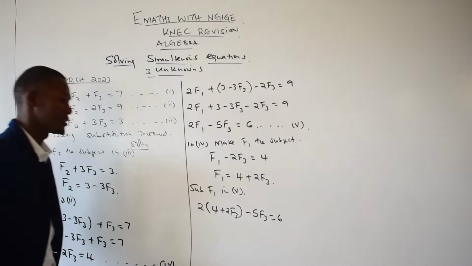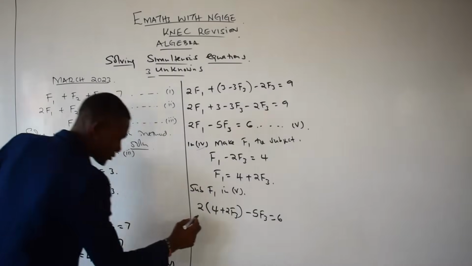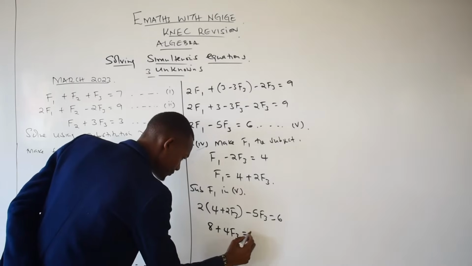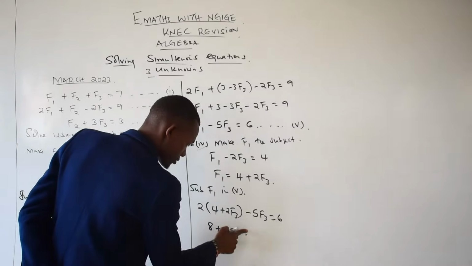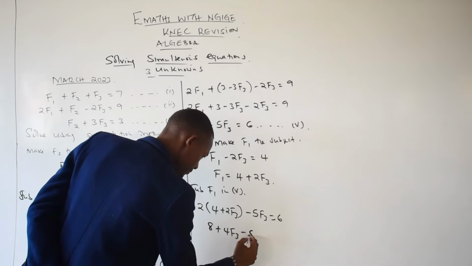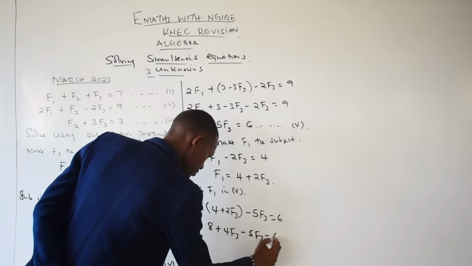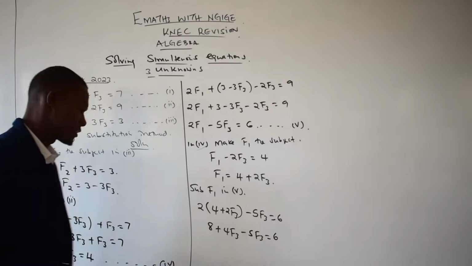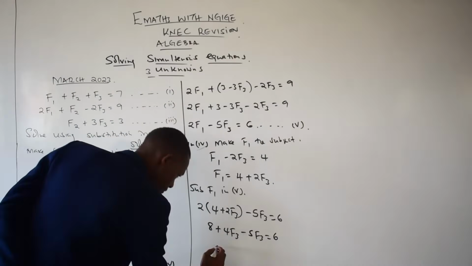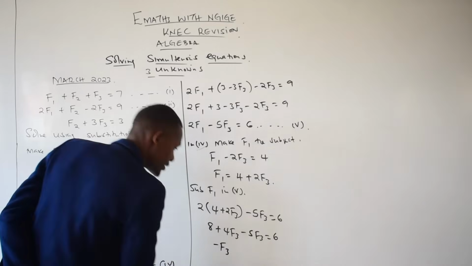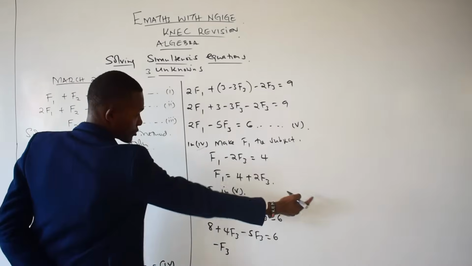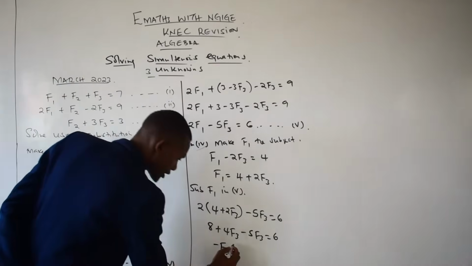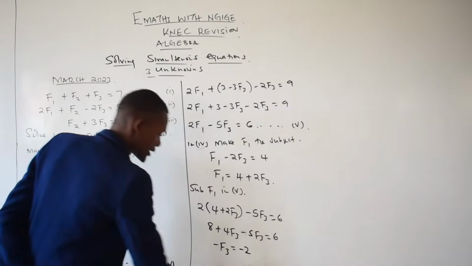Will give you 6. Opening up the bracket, we shall have 8 plus 4f3 gives us what? We have a negative of 5f3 will give you 6. So 4 minus 5 gives you negative f3. You have negative f3. Then you take 8 to the right hand side, you have 6 minus 8, which will give you negative of 2.